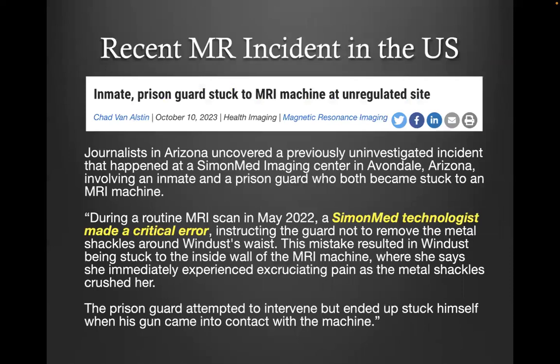Some recent MRI incidents within the US: in October 2023, during a routine MRI, a medical technologies company made a critical error. They allowed a prisoner wearing metal shackles into the scanner room. Of course, the metal shackles were sucked into the MRI and caused injury.